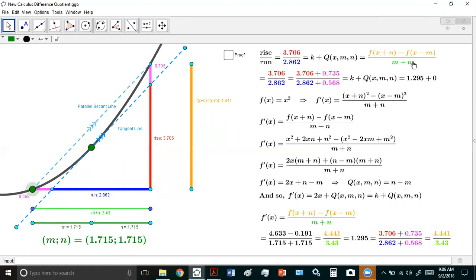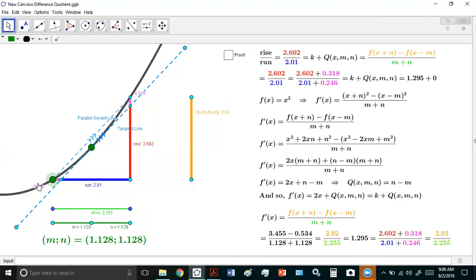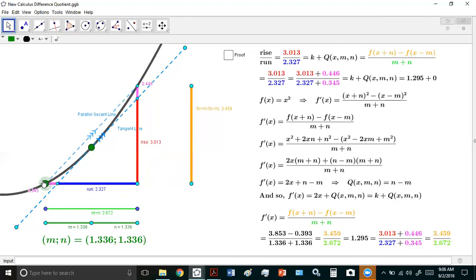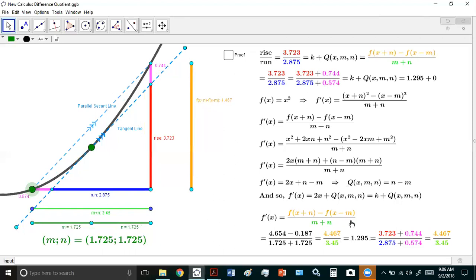So m plus n can never be 0. That's one of the wonderful things about this. And it always works because what's left over, this expression here in x, m, and n, is always equal to 0. And you can find innumerably many values, m and n, such that this is equal to 0. Just take any one of these parallel secant lines. Take one of those, take the endpoints, and plug it into the expression for q, x, m, n, and it'll give you 0, even before you reduce this difference quotient or after.